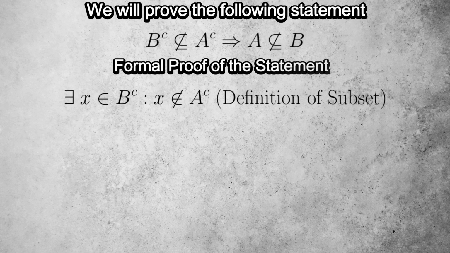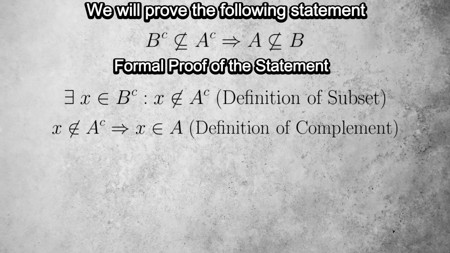This means that there exists an element X such that X is an element of the complement of B, which also means that X is not an element in B, but X is not an element of the complement of A, which also means that X has to be an element in A. Therefore, X is an element in A that is not in B. Therefore, by definition, A is not a subset of B. Since the contrapositive is true, we conclude that the conditional must also be true.